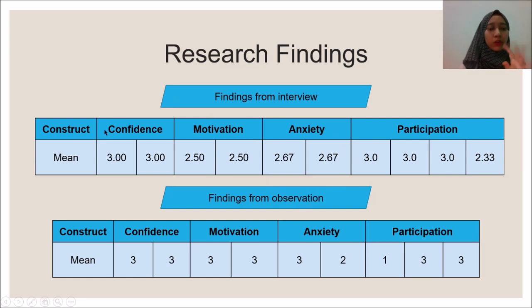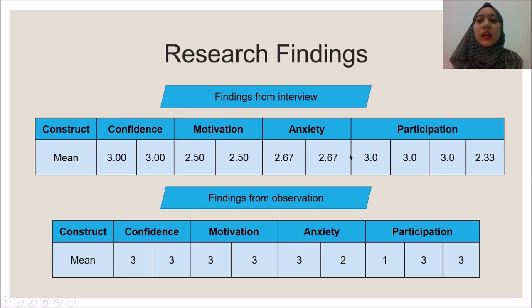So for confidence, the participants agreed that using TPR in the stage of set induction in the classroom was able to increase their confidence. And for motivation, they neither agreed nor disagreed that it was able to increase their motivation. However, this is a 2.5. It's closer, and it's in the middle. It's not completely number 2, and it's not number 3. And for anxiety, it's a 2.6. It's the same case as motivation. So they kind of agree and not disagree, but it is more towards that. So this one is a bit in the middle.